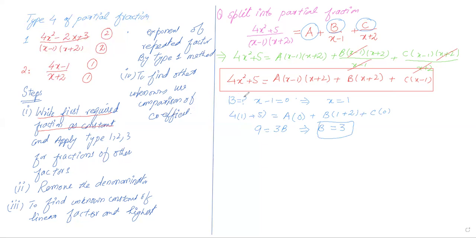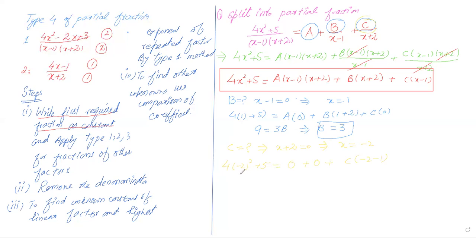Similarly, if I want to get the value of C, where is C? C is over here. I have to find this value. To find the value of C, I have to put its denominator equal to 0, and the answer for x becomes -2. I have to replace this -2 in our equation. So we have 4 times (-2) squared plus 5 as it is. The A term becomes 0, the B term becomes 0, and C becomes (-2 - 1).